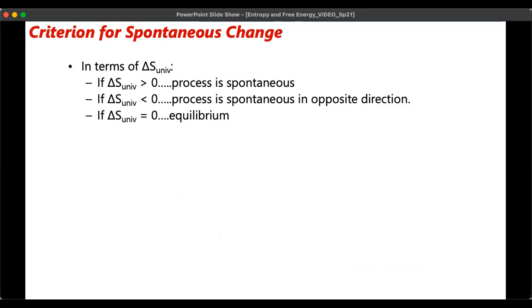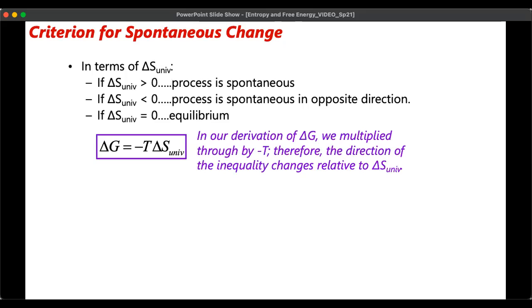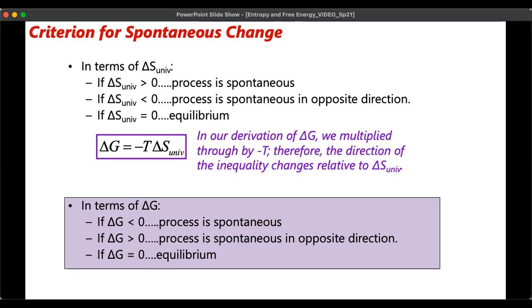Now, just to review, in terms of delta S of the universe, remember we said if the entropy of the universe increases, then our process is spontaneous. And if it decreases, it's spontaneous in the opposite direction. It's non-spontaneous the way it's written. And if it's zero, it's equilibrium. But because we multiplied through by negative T, we have to switch our signs when we're talking about the Gibbs free energy. So in terms of delta G, if delta G is negative, then our process is spontaneous. And if it's positive, then it's spontaneous in the other direction, non-spontaneous as written. And if delta G equals zero, our system is at equilibrium.